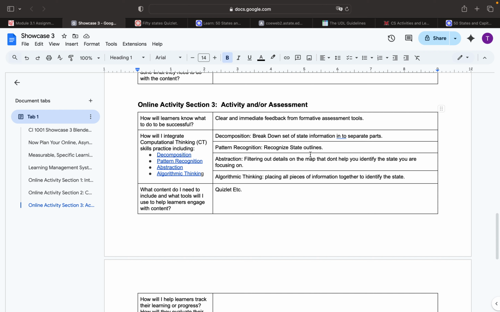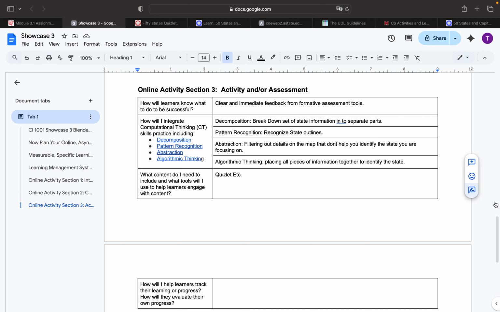And then abstraction, they're going to filter out details on the map that don't help identify what state you're looking at. So let's say you're looking at Alaska. You're not going to be able to say, okay, I know what state this is based off the other states that are touching it, because it's not one of the 48 contiguous states. So they can filter out all the other 48 states on the map and say, I don't want to look at those. And they can filter out Hawaii too and say, okay, the only important details besides this outline are that it's touching Canada. And then they can say, okay, I know because it's touching Canada, it's Alaska.